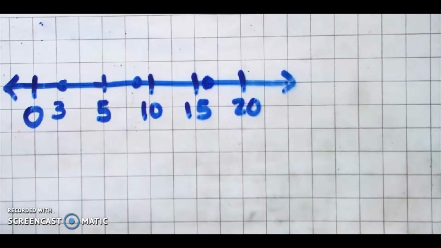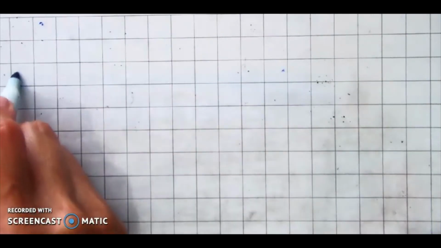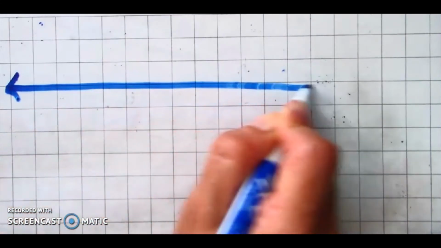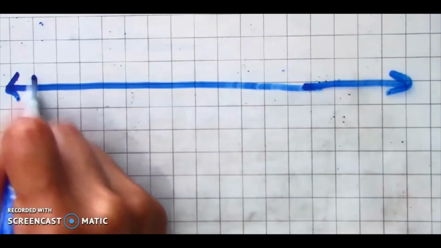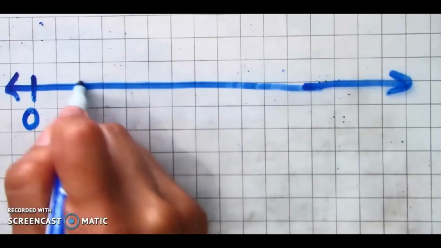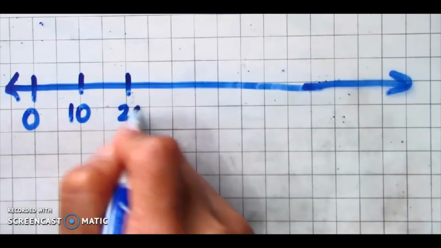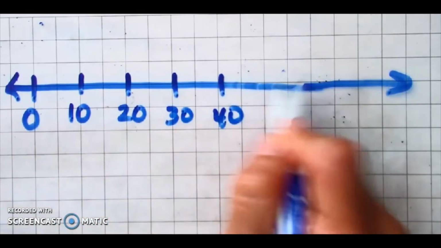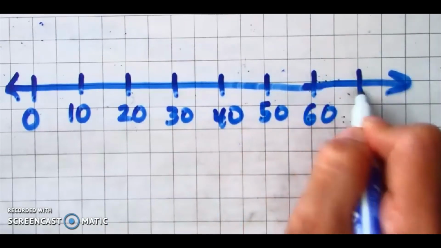Now let's take a look. That was by counting by 5s. This one here I'm going to be doing increments of 10. I can get a straight line here. I'm going to start with 0, and I'm going to say, okay, here's 10, here's 20, 30, 40, 50, 60, 70.